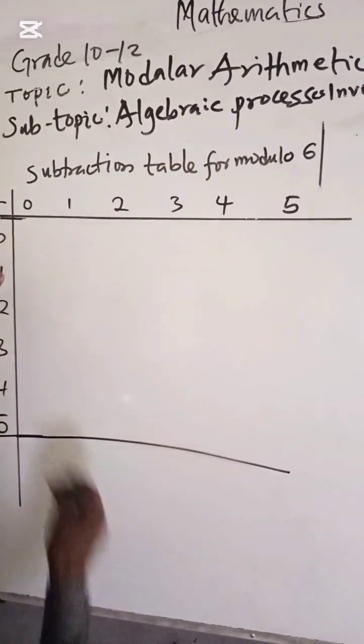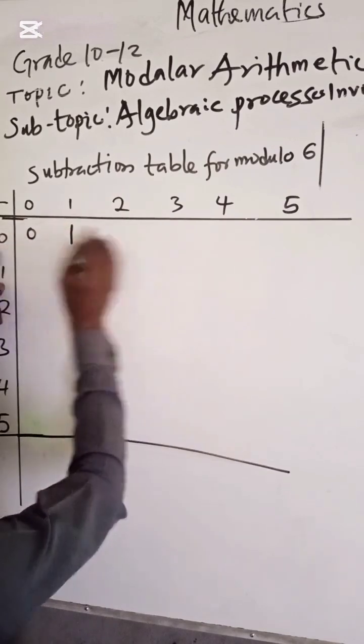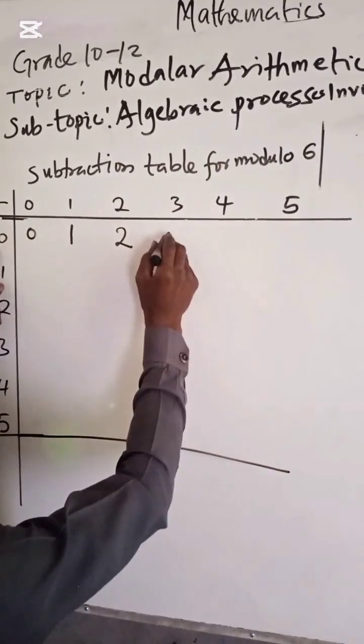Now, we are taking the 0 from 0. We have what? 0. 1 minus 0, 1. 2 minus 0, 2. 3 minus 0, 3.